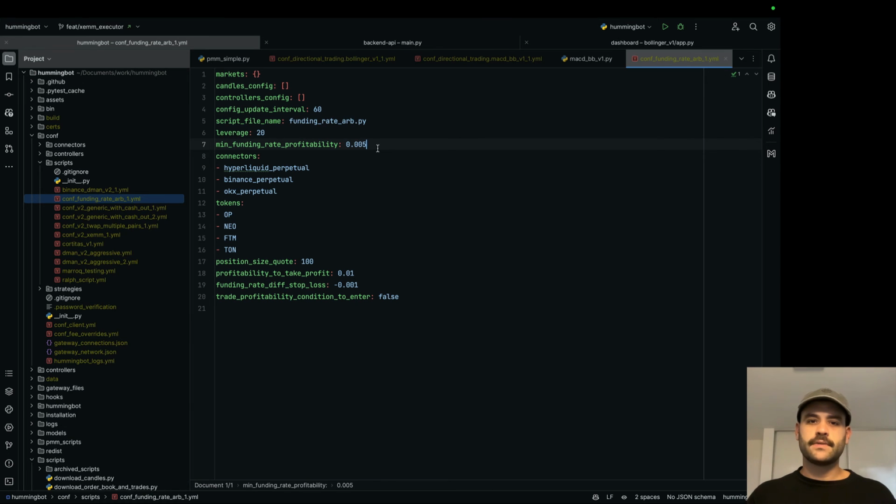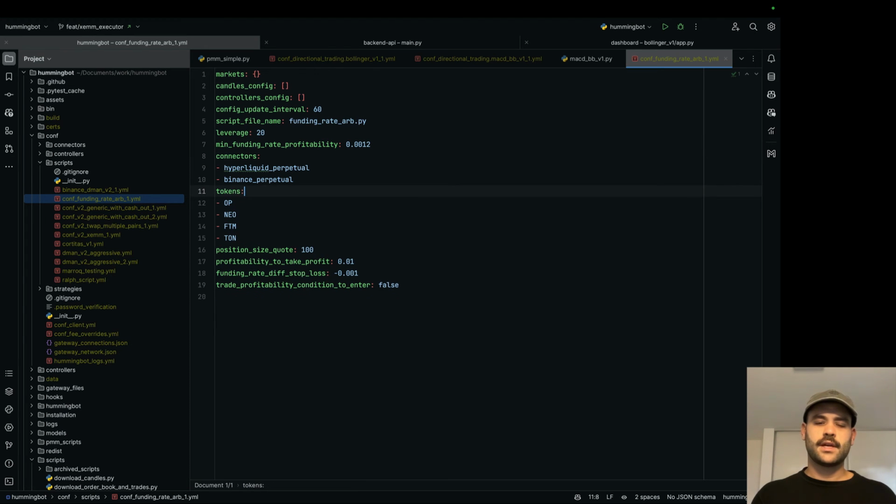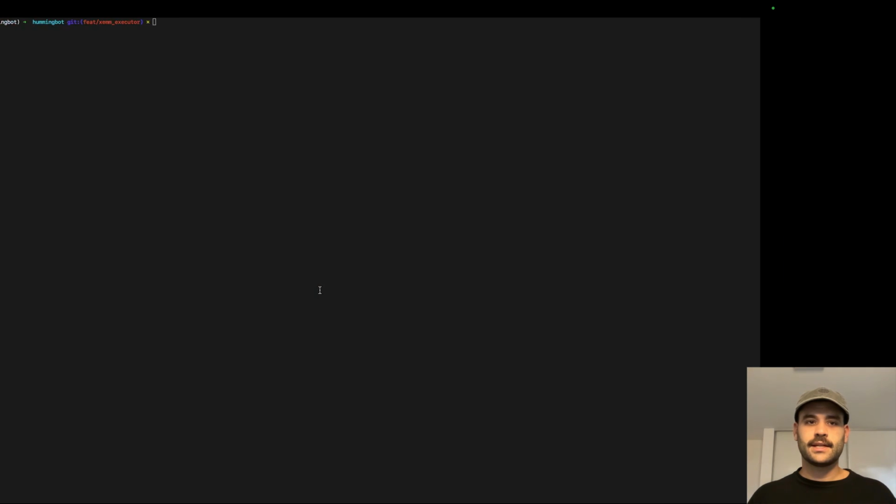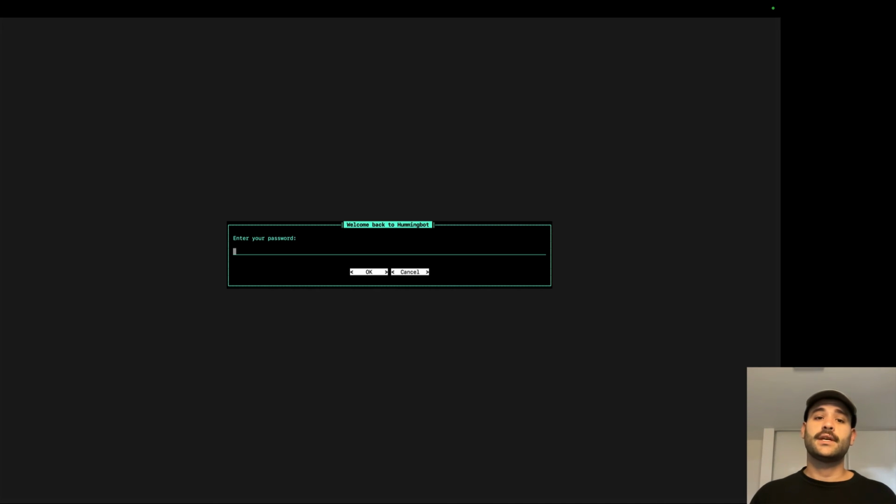Now let's change the profitability to 0.12. Let's remove OKX because I think that I don't have balance there. I only have on Binance. And well, let's see if we can find an arbitrage opportunity greater than 0.12% a day.